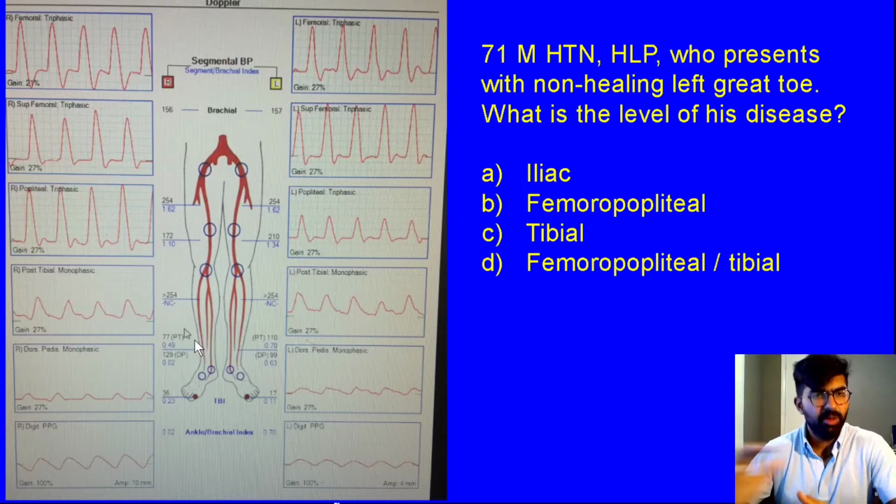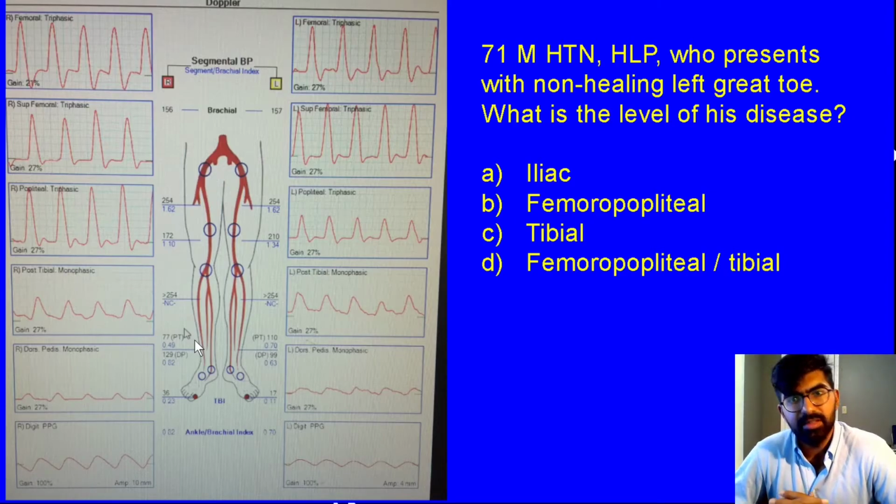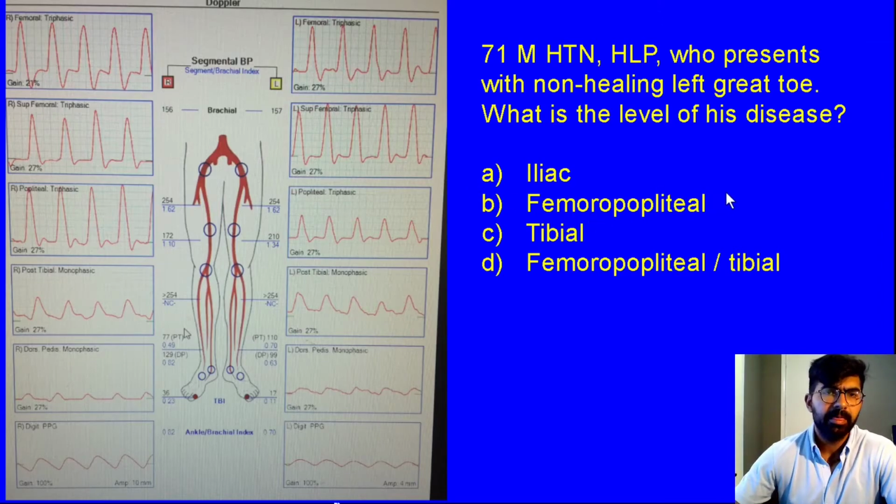Now, let's go on to some more cases. You have a 71-year-old male with hypertension, hyperlipidemia, who presents with a non-healing left great toe. What level is his disease? Okay, is it an iliac lesion? Is it a femoral popliteal lesion? Is it tibial? Or is it a combination of fem-pop and tibial disease? Look at these waveforms carefully. What is normal? What's abnormal?